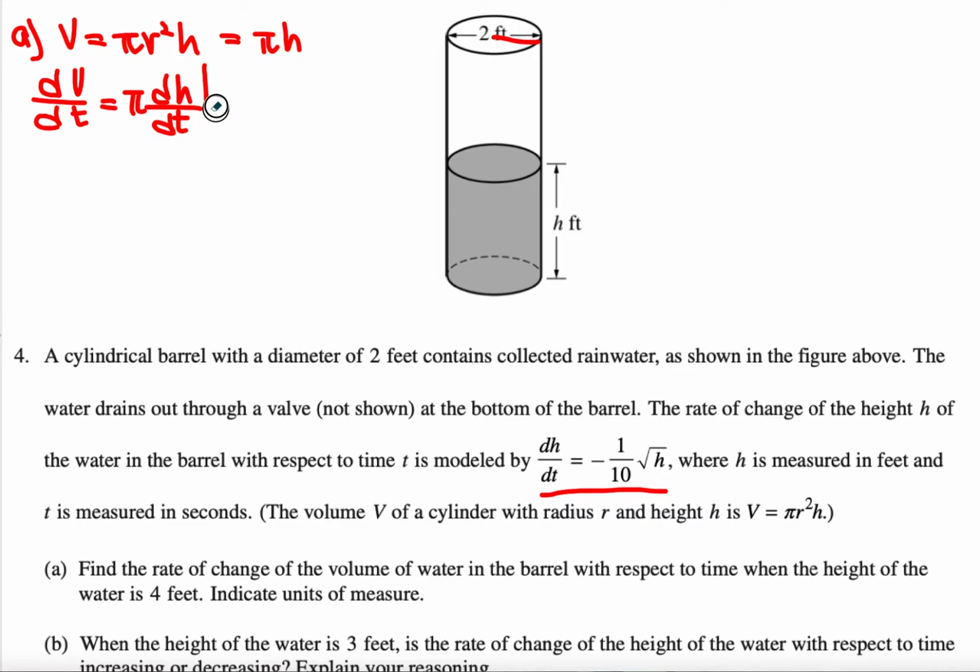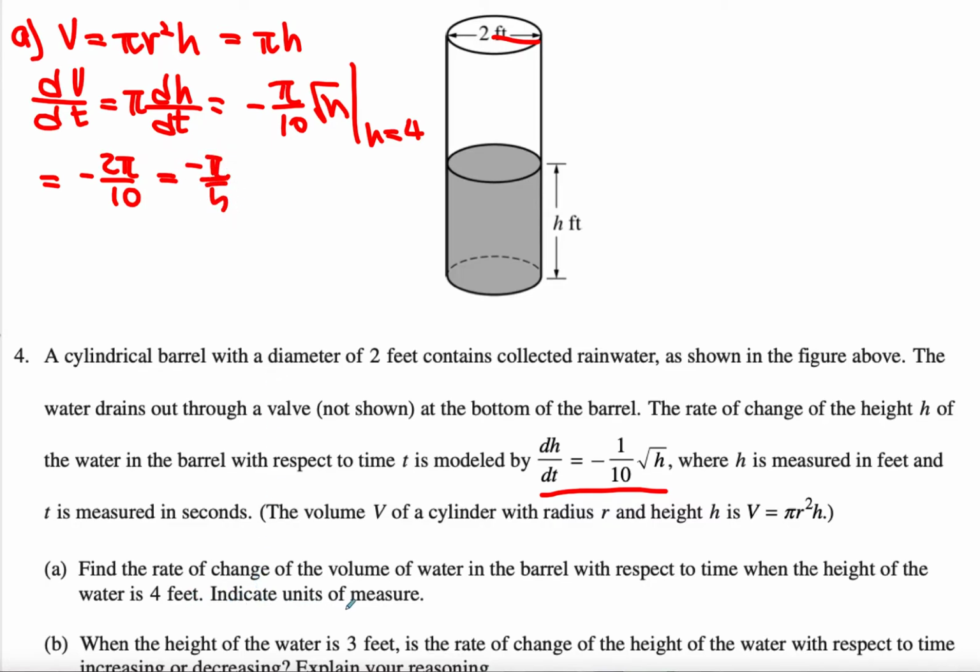And this basically means we realize that dh/dt was given in this case. So we have negative pi over 10 square root of h. That's what we have. But h is equal to, what do we realize? 4 feet. So when we plug in 4 in place of h, the square root becomes 2. So we get negative 2 pi over 10, in other words, negative pi over 5.